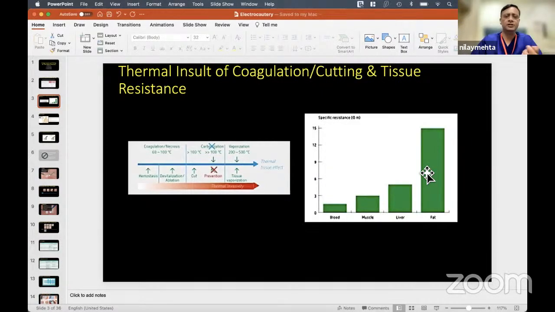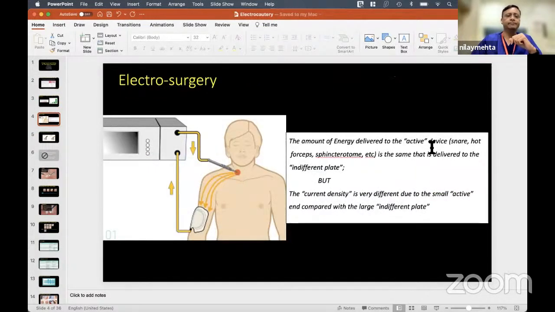So when the resistance is more, if you give the same current to these different tissues, probably the heat generation is maximum where there is the highest resistance.